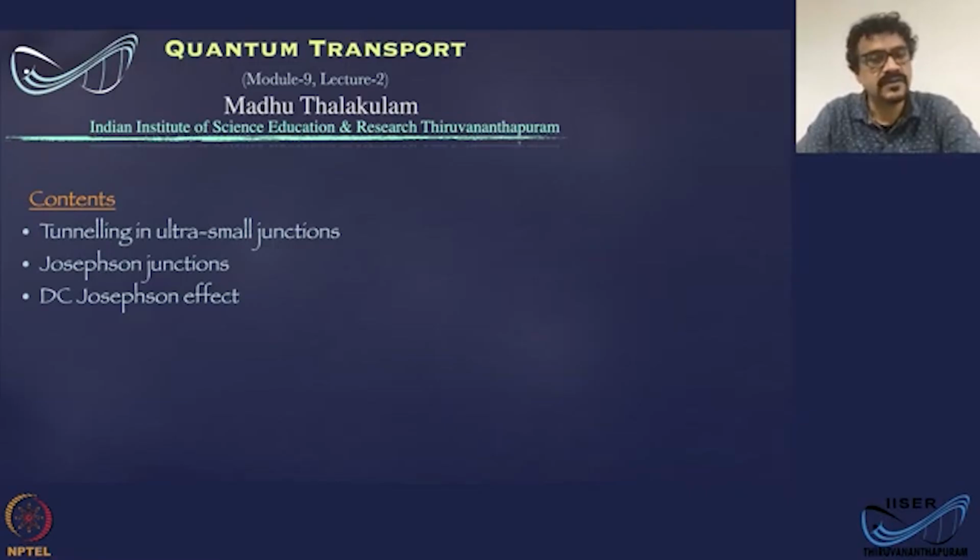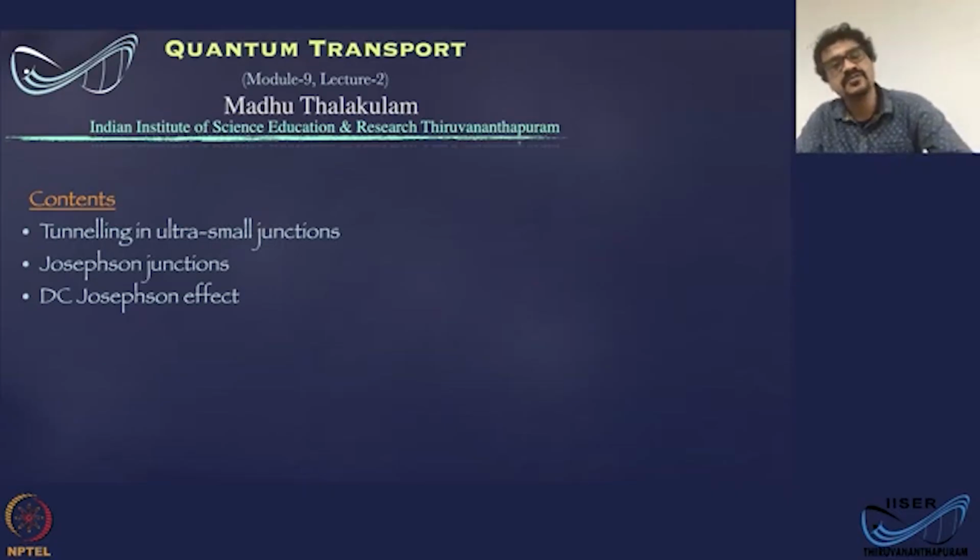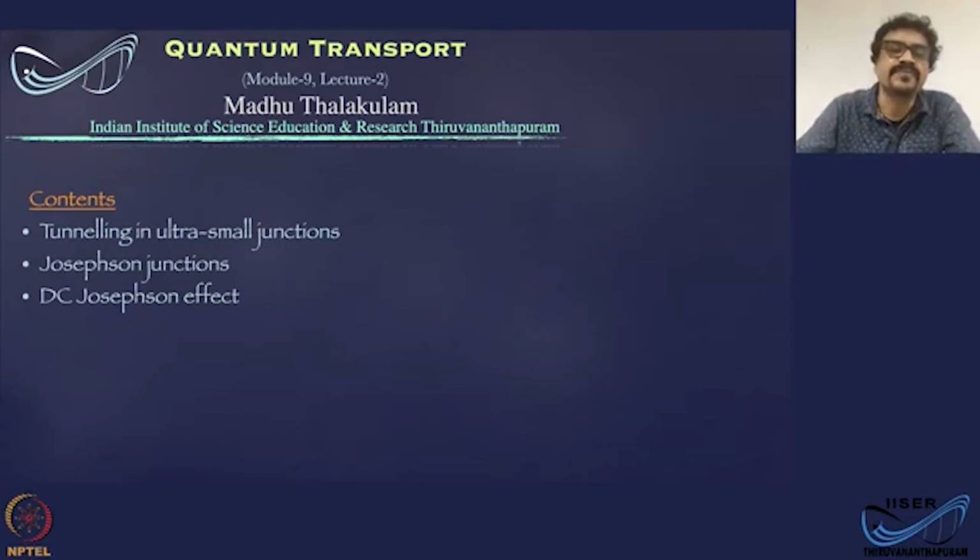In the previous lecture, we discussed the phenomenon of superconductivity, the normal metal superconductor interface, and transport across the normal metal superconductor interface by Andreev reflection, and also the method of fabricating ultra small tunnel junctions in the laboratory.